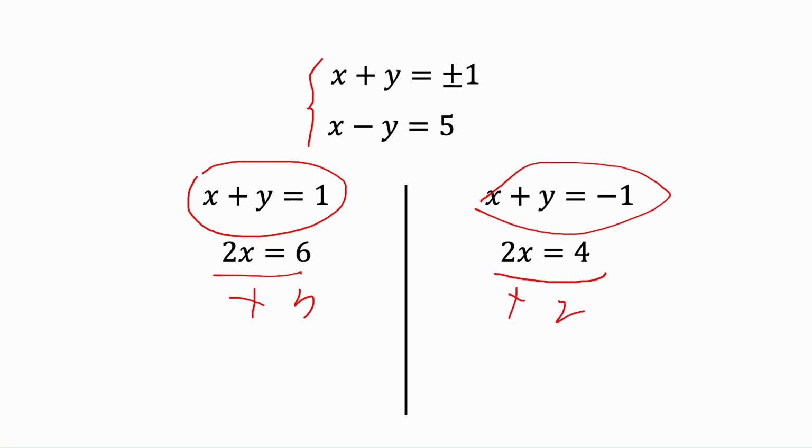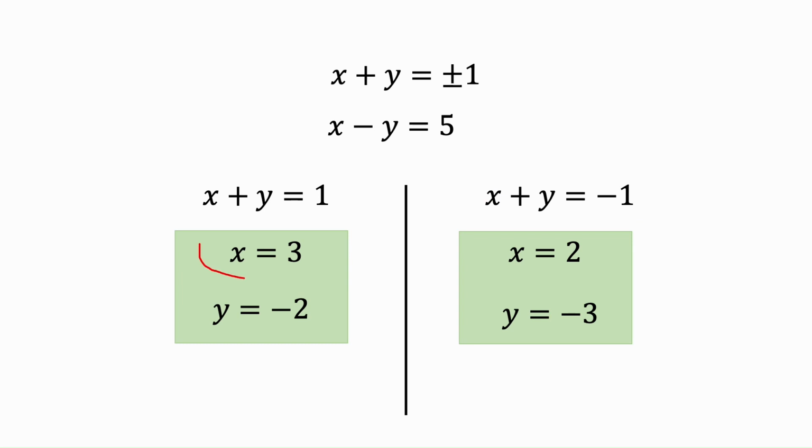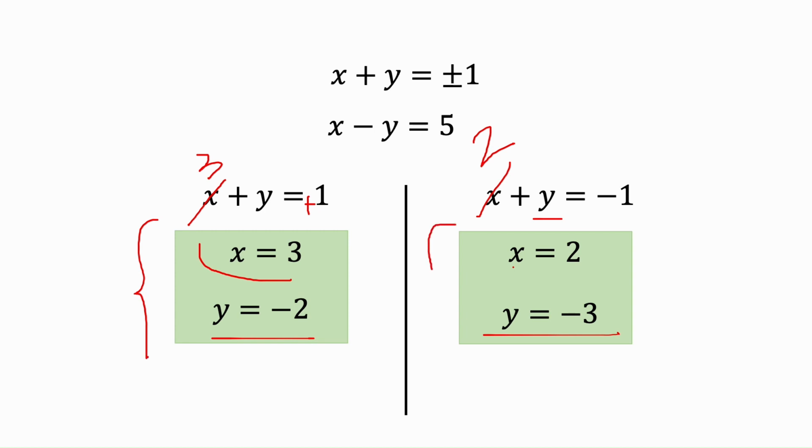Great. Now we can find y. For the first one, which is positive 1, x equals 3. If we put x equals 3 here, y is going to be minus 2. And for the second one, where x equals 2, if we put x equals 2, y is going to be minus 3. So we have two answers for these two equations. One of them is x equals 3, y equals minus 2, and the other one is x equals 2 and y equals minus 3. And these are our answers.